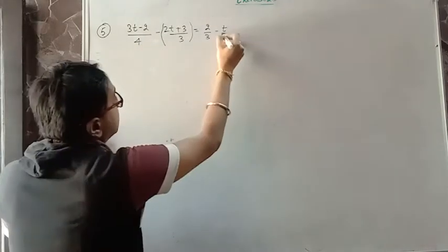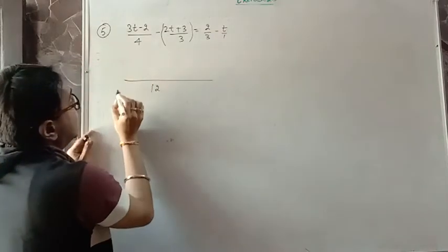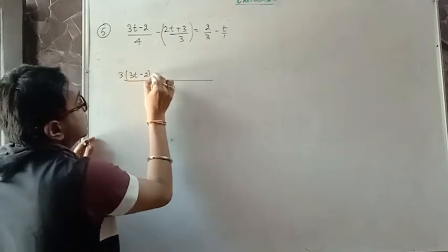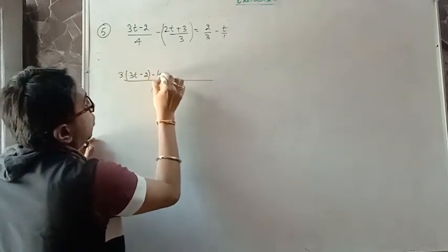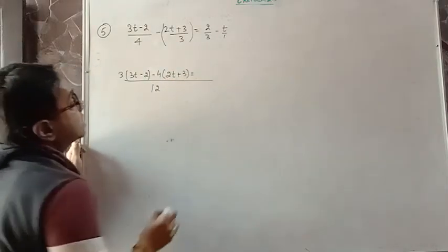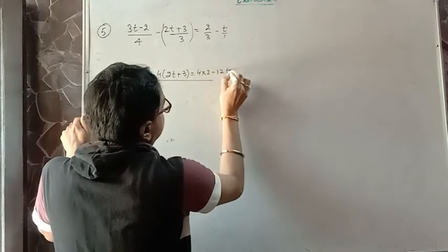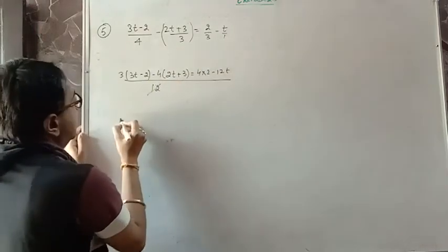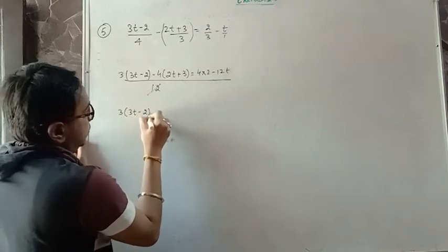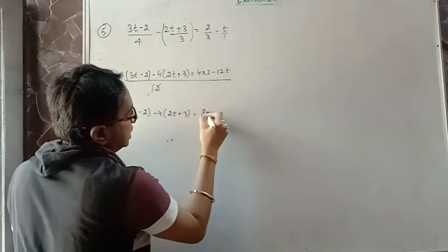So we'll solve this by taking LCM. Definitely 12 will be the LCM. So again, the same situation is happening. It's a complete term, minus as it is. So it will be 4 into (2t plus 3), and 12 times 2/3 is 8, and 12t. Complete. Is that the LCM? Distributive property. So it was 3(3t minus 2), minus 4(2t plus 3), equals 8 minus 12t.